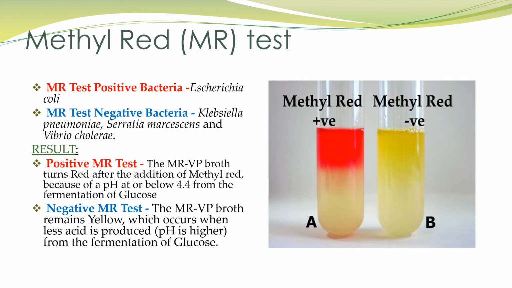The methyl red test positive bacteria is E. coli, and methyl red test negative bacteria examples are Klebsiella pneumoniae, Serratia marcescens and Vibrio cholerae. And the results: the positive MR test shows a red color ring and the negative MR test shows a yellow color ring, which has higher pH due to the fermentation of glucose.